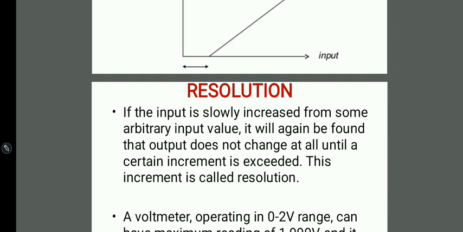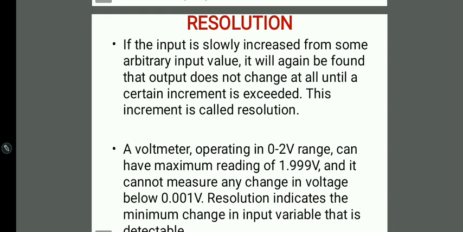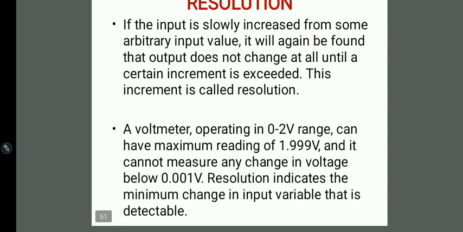That is called resolution. Example, again, a voltmeter operating in 0 to 2 volt range can have a maximum reading of 1.999 volt. So 1.999 volt is kept as a reference value, and if there is a change in voltage below 0.001 volt, the voltmeter will not show any reading, because that is the resolution of that particular instrument.